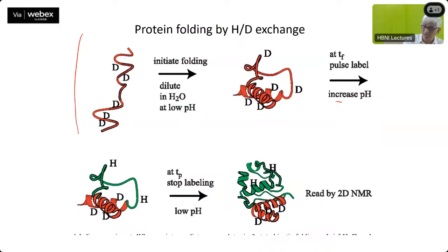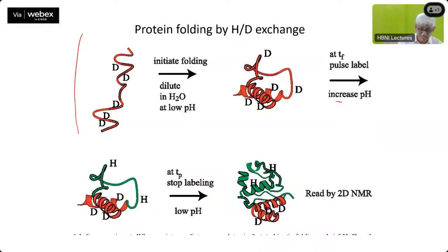And you give it for a certain time period, TP, then you stop labeling. That means you lower the pH again. Labeling here means deuterium is changed to proton. At TP you stop labeling, that means you suddenly lower the pH. And after that you allow the protein to fold completely, and then you record a 2D spectrum, an HSQC spectrum.